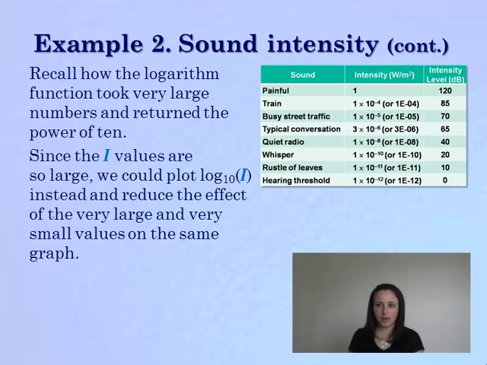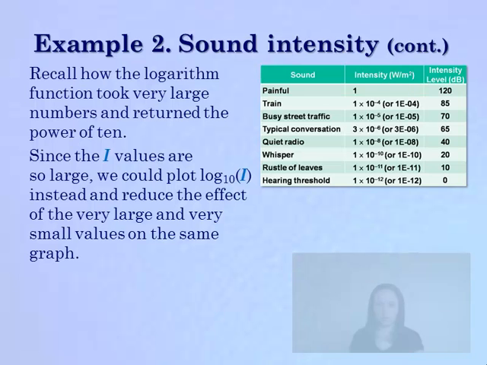Now the solution to that is to recall how the logarithmic function took very large numbers and returned the power of 10. Since the I values are so large, we could plot the log base 10 of I instead and reduce the effects of having large and very small values on the same graph.